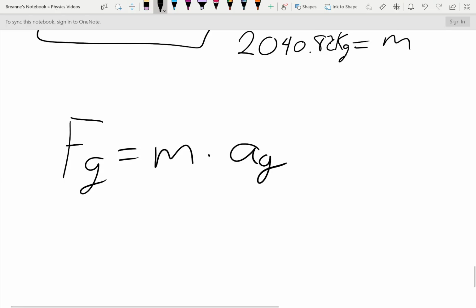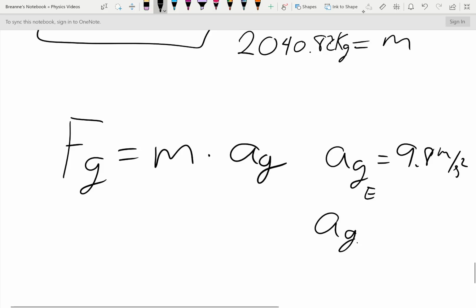And as long as you're on Earth, your acceleration due to gravity is going to be 9.8 meters per second squared. Now, if you're on the moon, your acceleration is going to be 1.62 meters per second squared. And of course, if you change to another place, that'll be different. So it's constant for that planet. So you want to double check and make sure you know what planet you are on.